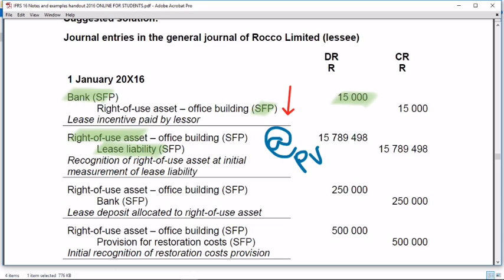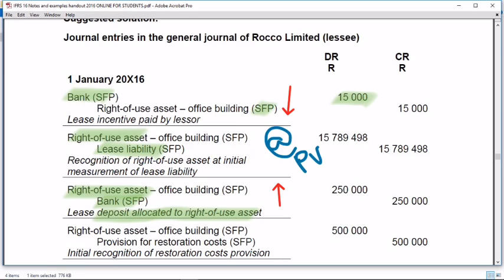The next journal entry looks at the lease deposit that was paid by Rocco Limited. It was an amount paid, so bank was credited, and it increased the cost price of the right of use asset. So the right of use asset increased by the 250,000 rand.